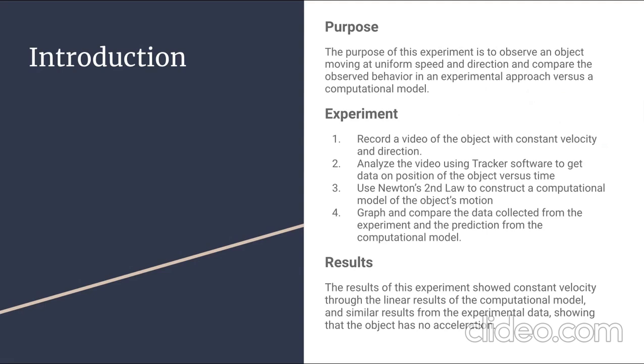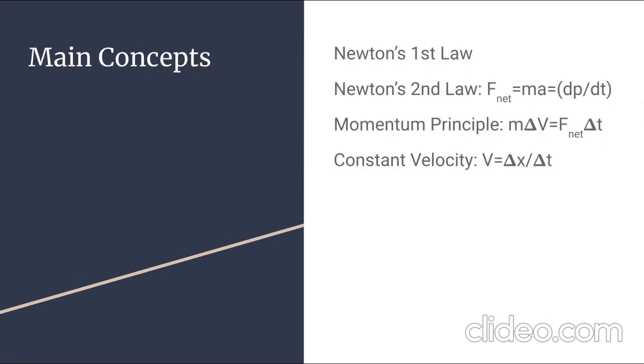The second step was to analyze the video taken using tracker software to get data on the object's position versus time. Then we used Newton's second law to construct a computational model in Python of the object's motion. And finally, we graphed and compared the data collected from the experiment and the data from the computational model to see the similarities and differences. The results of this experiment showed constant velocity through the linear results of the computational model and similar results from the experimental data, which showed that the object had no acceleration and thus constant velocity.